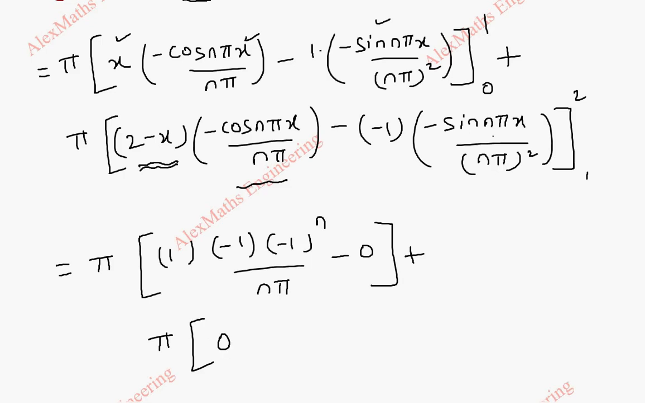When I put 2 here, sin 2 n pi is 0. So totally the upper limit value is 0. When I put 1 here, 2 minus 1 is 1, and this there is a minus 1, and cos n pi is minus 1 whole power n by n pi, and when I put 1 here, sin n pi is 0. So lower limit is totally 0. That is, the second part of the lower limit is totally 0.